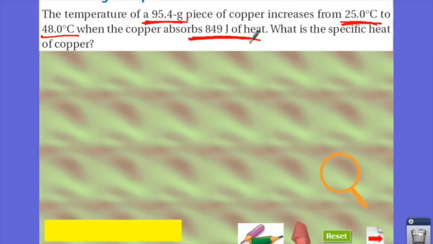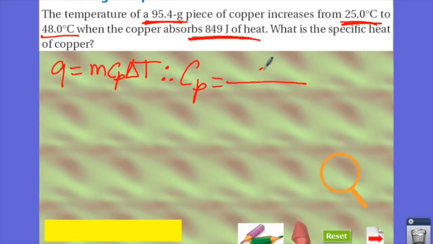So what I would do is write the standard formula for heat, which is Q equals mass times specific heat times change in temperature. Sometimes we call it MCAT. I'm not solving for heat because they gave it to me. I'm solving for specific heat. Specific heat equals heat, which is Q, over the mass times the change in temperature.